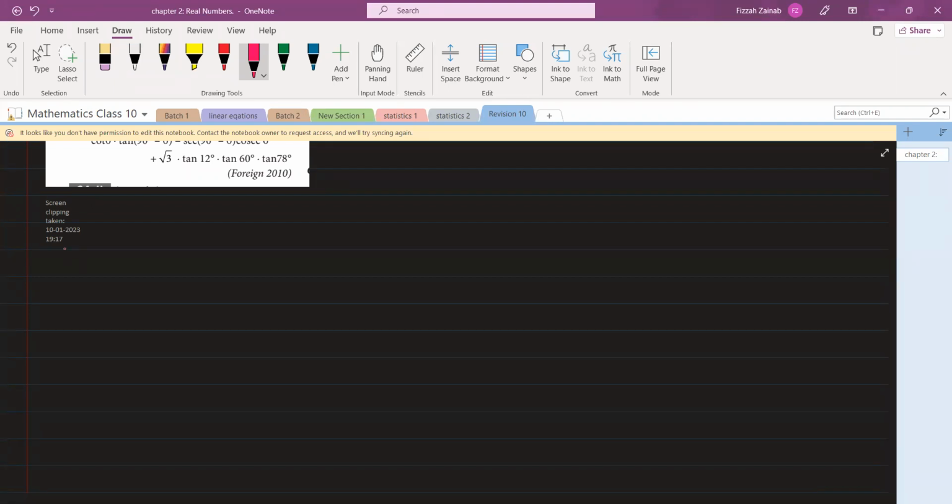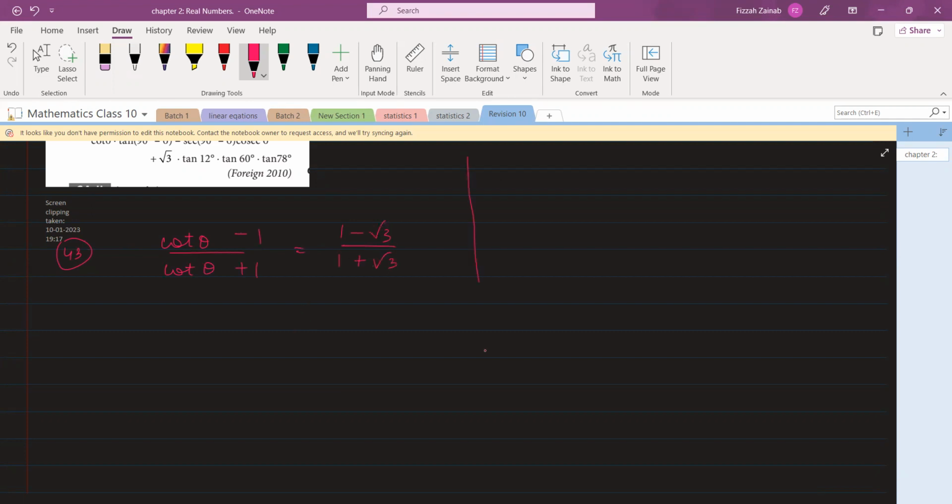Now you look at question number 43. This is given: cot theta minus 1 upon cot theta plus 1 is equal to 1 minus under root 3 divided by 1 plus under root 3.